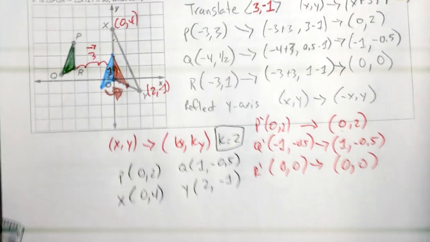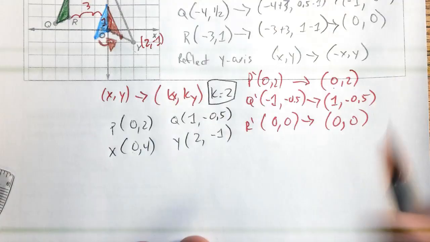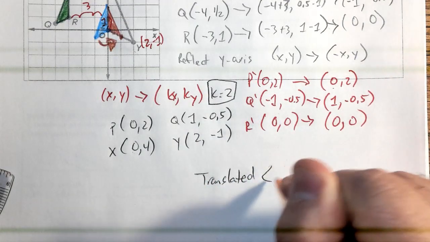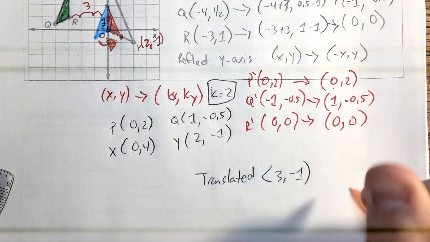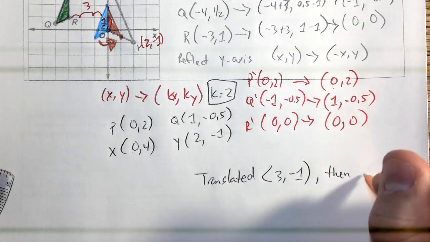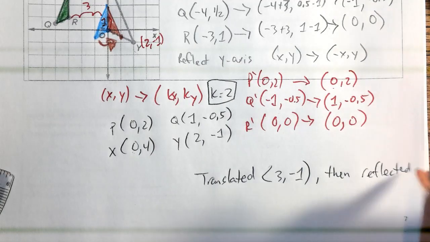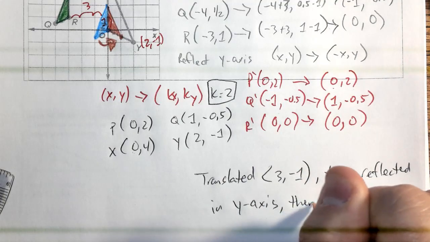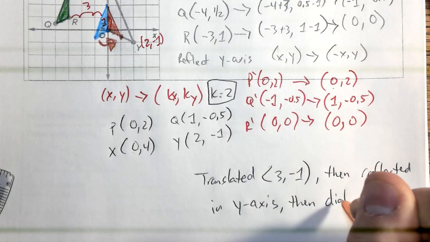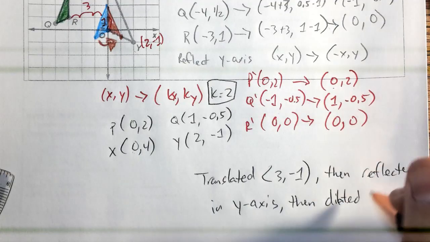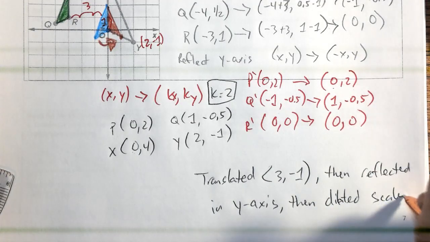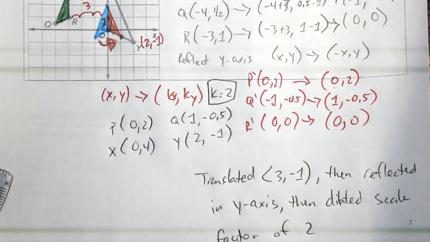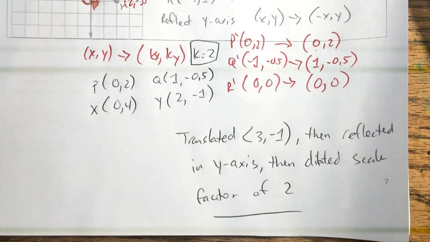All that for this. So how did we do it? We translated by vector 3, negative 1, then reflected in the y-axis, then dilated. I always misspell it. Dilated. Scale factor 2. And I probably still didn't get it all on the screen.